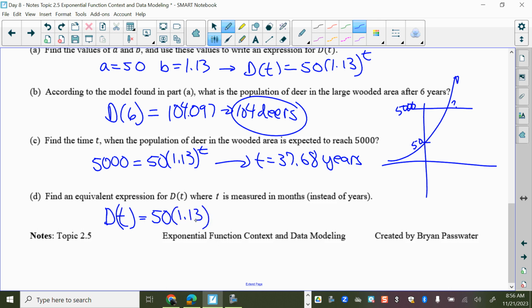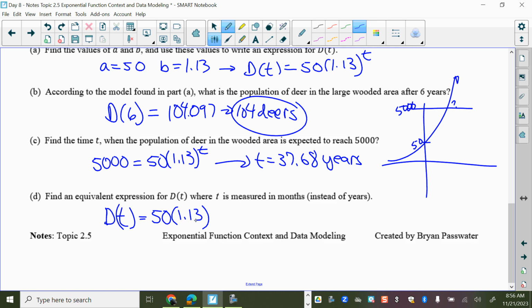But I have to change that time up there to be months instead of years. So imagine what has to happen here. This 1.13 is over the whole year. And so how many months in a year? 12. So imagine this 1.13 is not every month. Only like a 12th of it is every month.